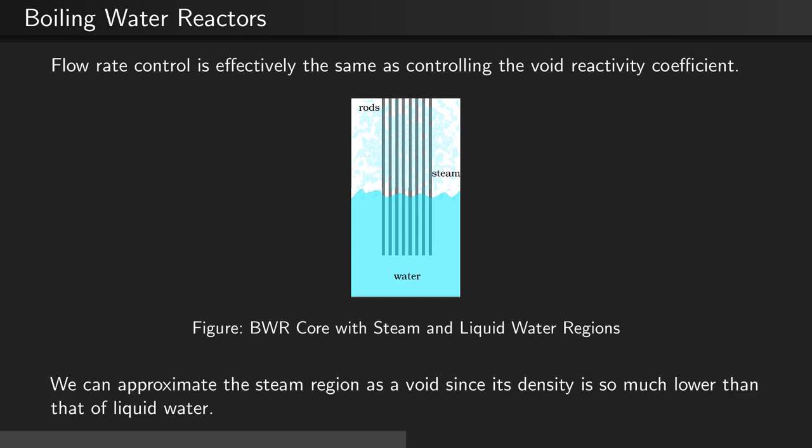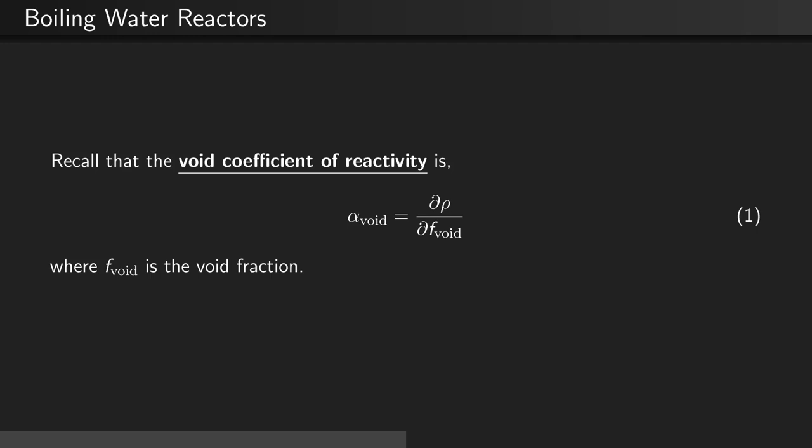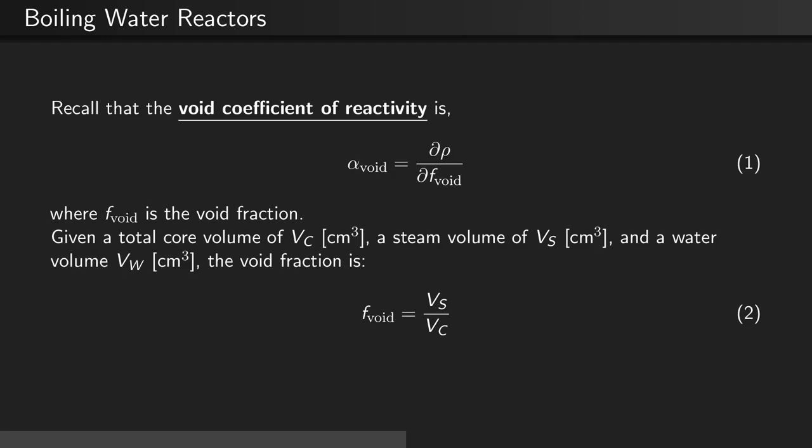We can approximate the steam region as a void because its density is so much lower than that of liquid water. Recall that the void coefficient of reactivity is alpha sub void, which is equal to the partial derivative of the reactivity with respect to the void fraction. Given a total core volume of V_C in cubic centimeters, a steam volume of V_S, also in cubic centimeters, and a water volume V_W, also in cubic centimeters, the void fraction is the volume of the steam divided by the total volume of the core.